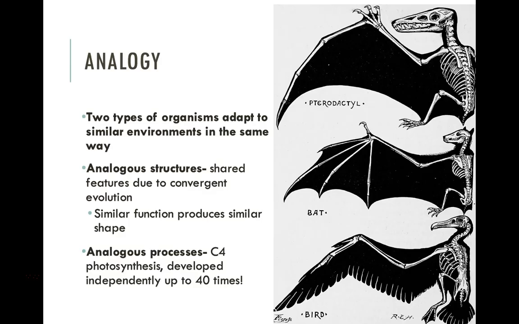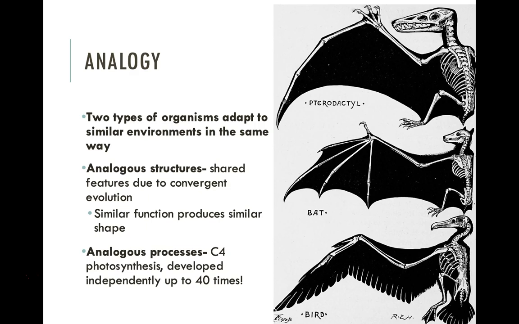So an analogous structure is when two organisms adapt to similar environments in the same way. Analogous structures then are structures or features that are similar due to convergent evolution, not due to a similar ancestor. A similar function has produced a similar shape, but no common ancestry is there. This picture on the right actually shows homology and analogy.